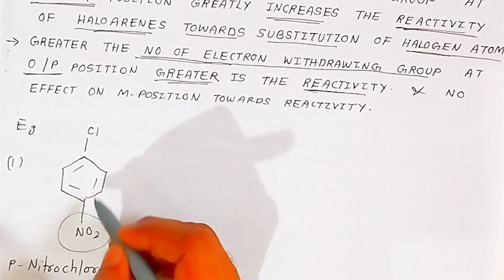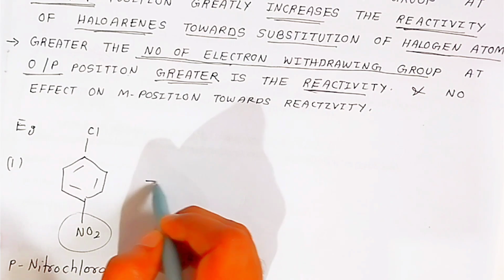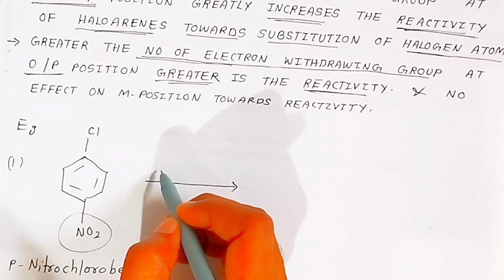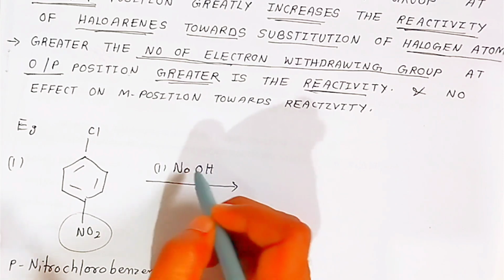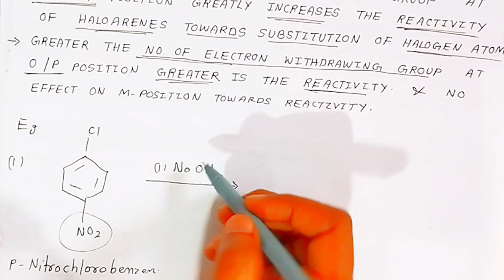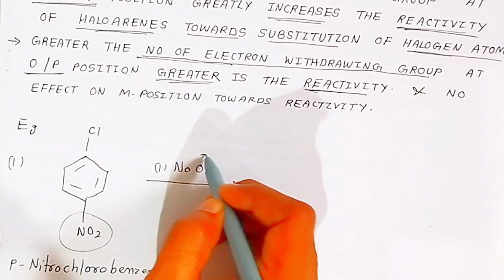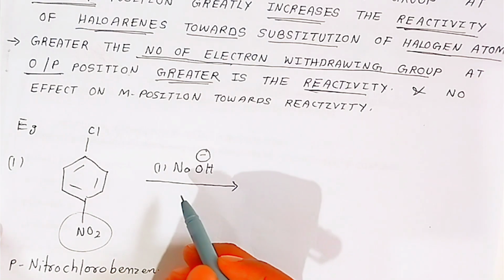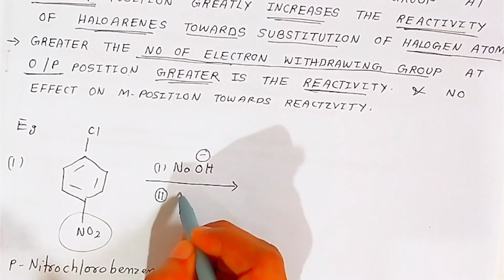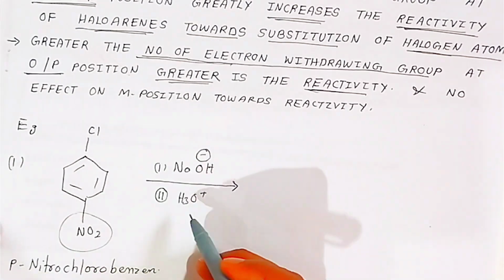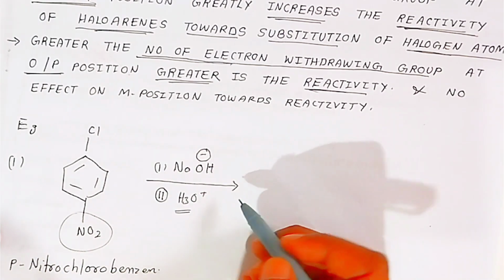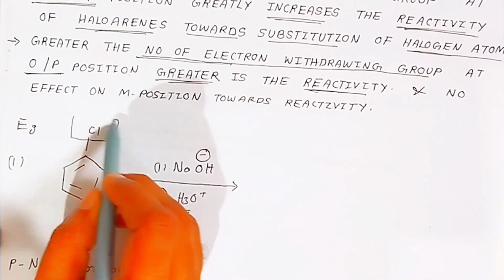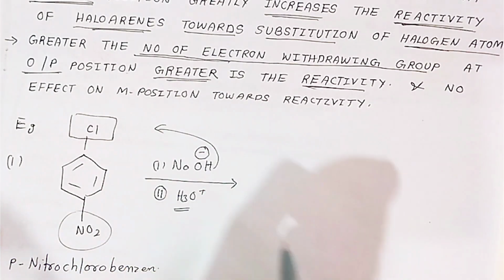So what happens, students? Because of this electron withdrawing group, the substitution reaction will take place in the presence of NaOH. Now OH minus of NaOH will act as a nucleophile. Understanding, students? This will be negatively charged. It is aqueous NaOH, that is why we have used water. Now the chlorine will be substituted by this OH minus.